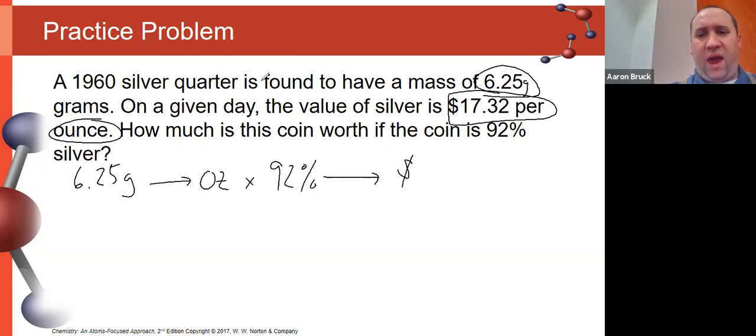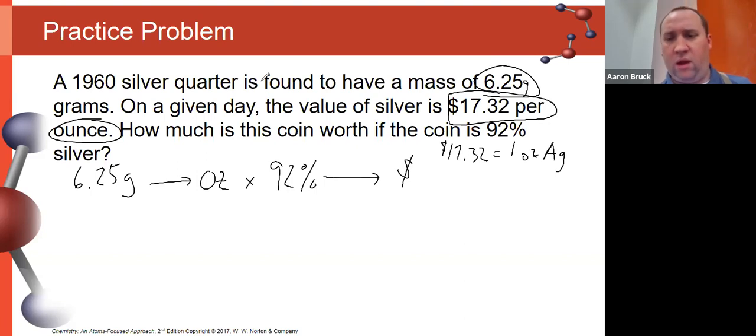So everything that we have, we've been given in some kind of way. We know that $17.32 is equal to 1 ounce of silver. We know that 100 grams of coin are equal to 92 grams of silver. That's the 92% part.